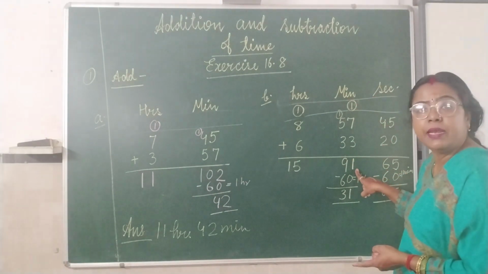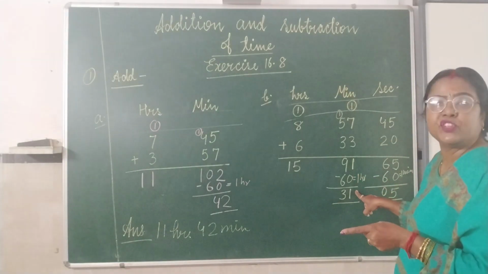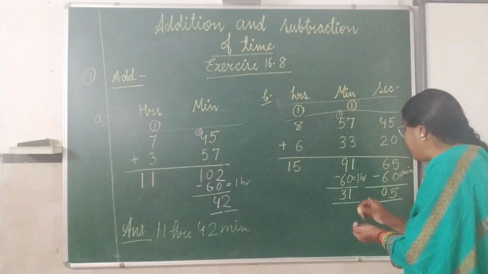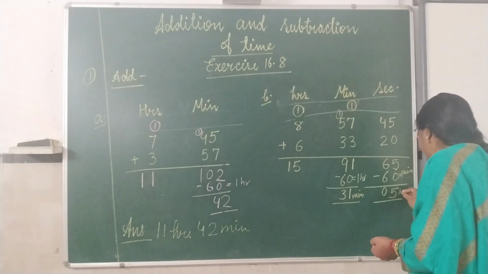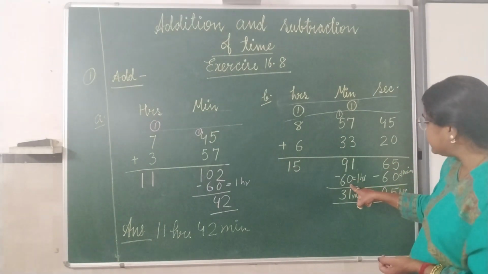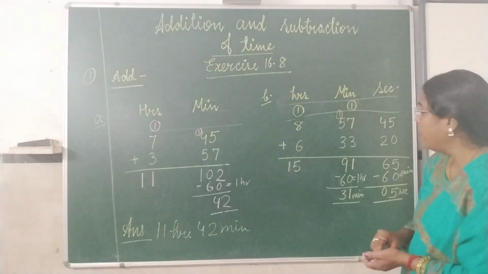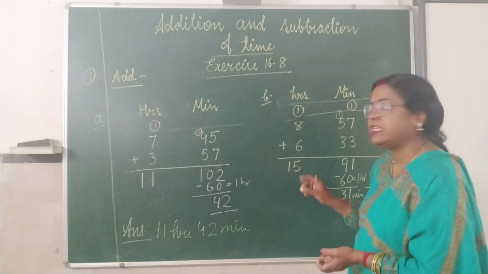We got 91. 91 is more than 60. Again we will subtract and we got 31 minutes. We have to write here, it is minute. This is second and this is hour. Okay, so now this 60 which we have subtracted is 1 hour and it will go this side. Now 8 plus 6 is 14. 14 plus 1 is 15.